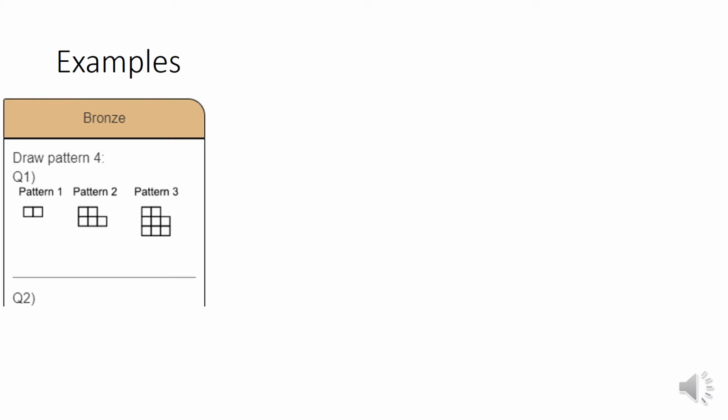So I'm going to start with this one, pattern 1. I'm going to start on the bronze difficulty ones and work up to some harder ones with gold as well. So this is example 1. With these questions we're given a pattern and we need to work out what the next one in the pattern is.